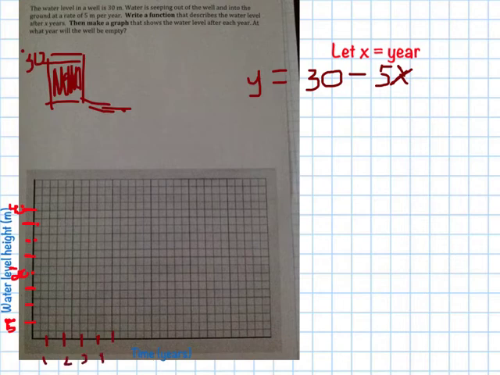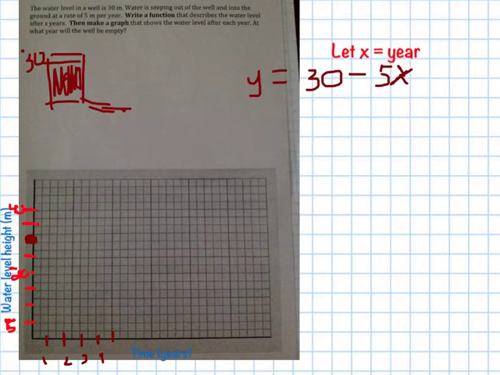So you can take this all the way out. And where are we starting? Water level starting at 0. 30, 0 time, 30 meters. And then you're going to figure out what happens after the first year and go ahead and plot those points. And then determine what year will the well be empty.